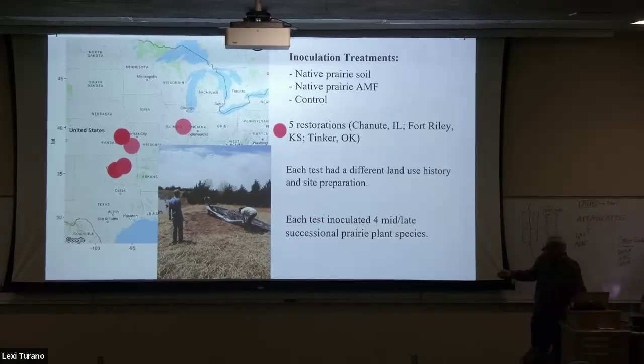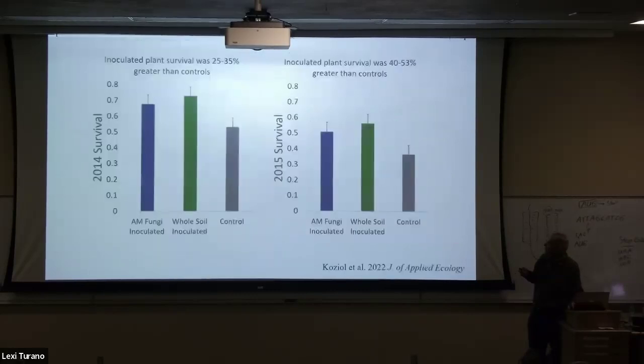And at each site, we tested 4 mid or late successional prairie species, and there were different species at every site. And we inoculated them with these different treatments, and they were planted out as plugs, and we also looked for spatial spread from those plugs. That was the overall goal of this.